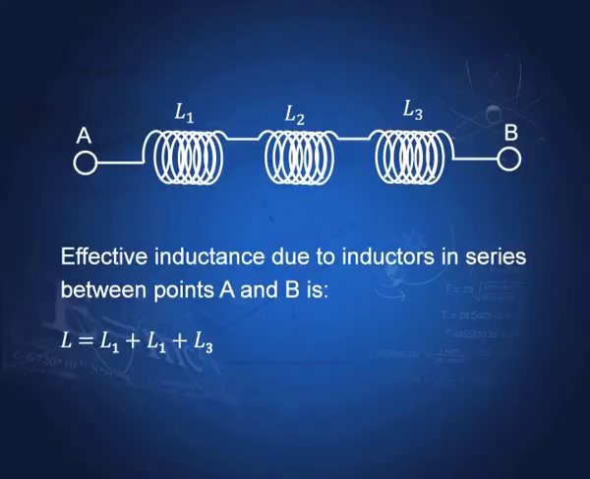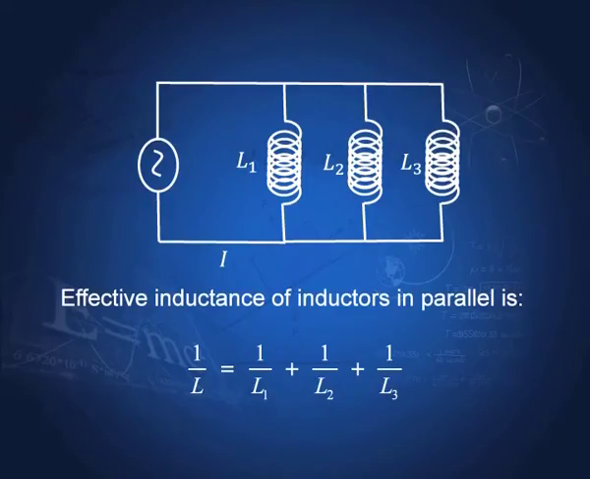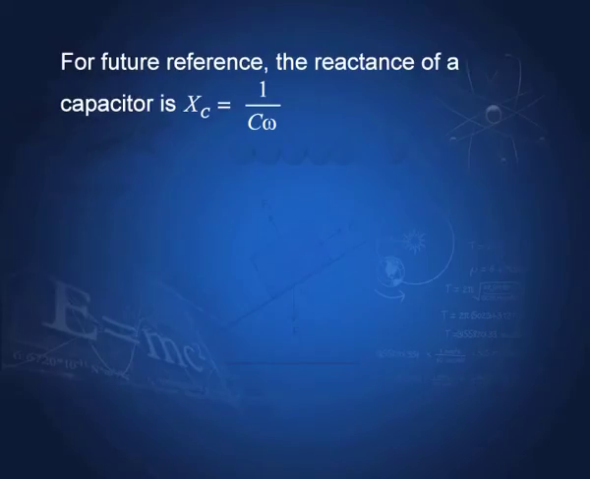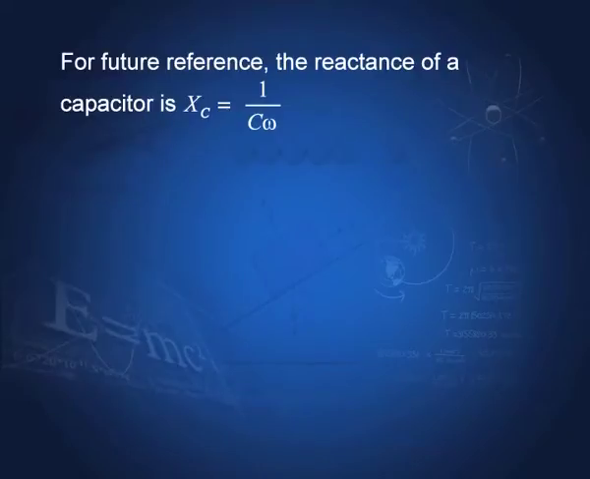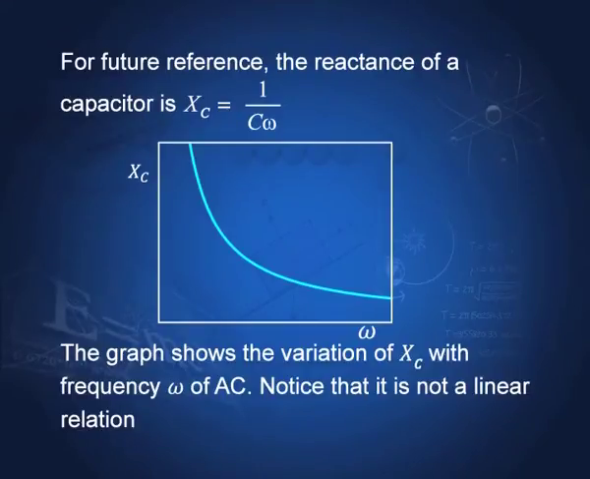Since inductance has a reactance which acts like resistance, the inductances can be added when they are in series, and when they are in parallel, they are added like this: 1 by L effective is equal to 1 by L 1 plus 1 by L 2 plus 1 by L 3, as in the case of resistances. For future reference, the reactance of a capacitor is 1 by C omega, where C is the capacitance of the capacitor and omega is the frequency of the AC, and this I have shown by a graph. X C varies as 1 by omega.